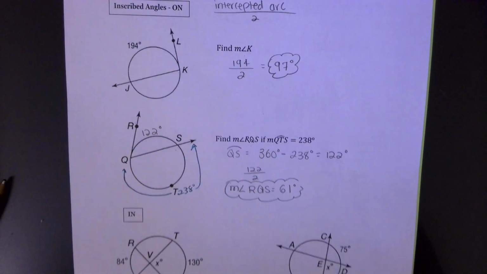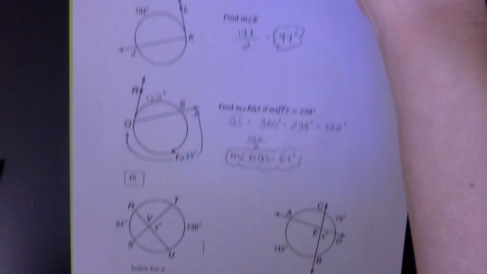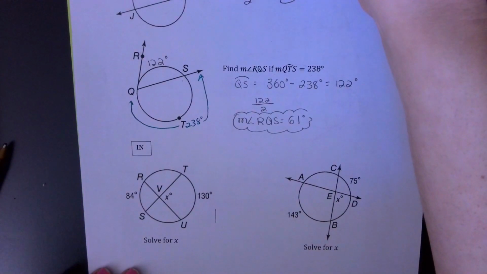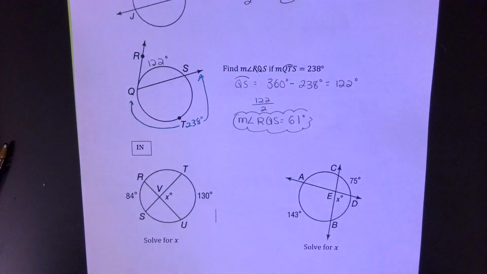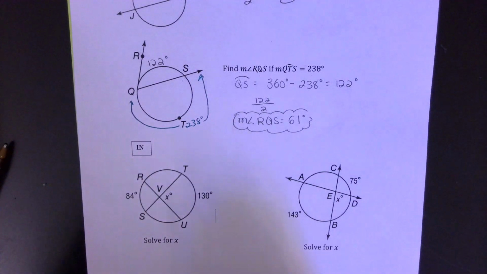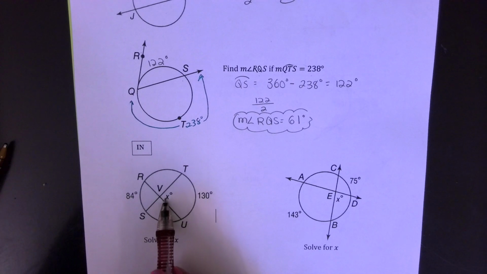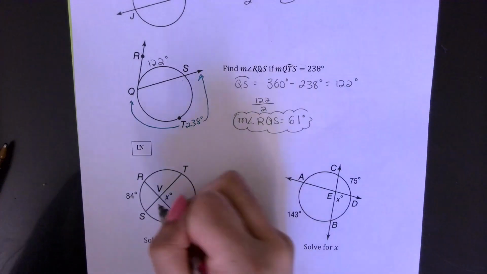So remember, you have to identify the vertex first. Whenever you're approaching a problem, it's not going to be labeled out for you. So let's solve for x. x is my angle. I'm trying to find this angle. So this is my vertex.